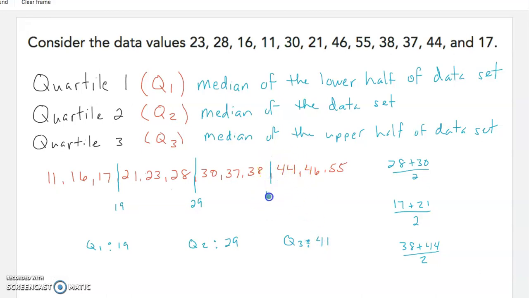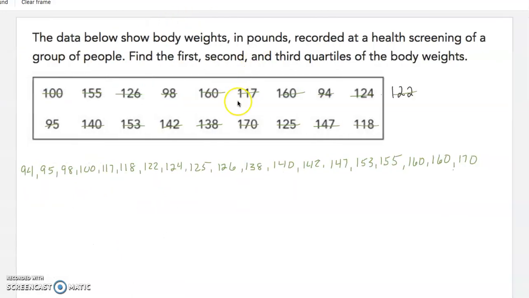So here we go. This is Q3. Now, if you notice, just by finding these three quartiles, I've managed to break this data set up into 4 groups. Now, we're going to talk more about interpreting that and answering questions about the quartiles, but for right now, today, I just want us to be able to find the quartiles. Okay, let's try another one.